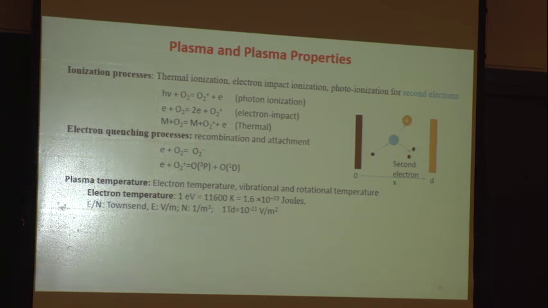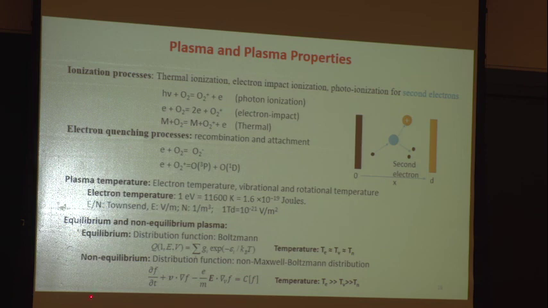You say, I have 1 townsend. What does 1 townsend mean? It means E over N is 10 to the minus 21 volt square meters. How many townsends are required to break down air? You know that for 1 millimeter in air, you need about 3 kilovolts to break down. That is equivalent to about 100 townsends, right? A few hundred townsends to break it down. Okay, this is a measure.